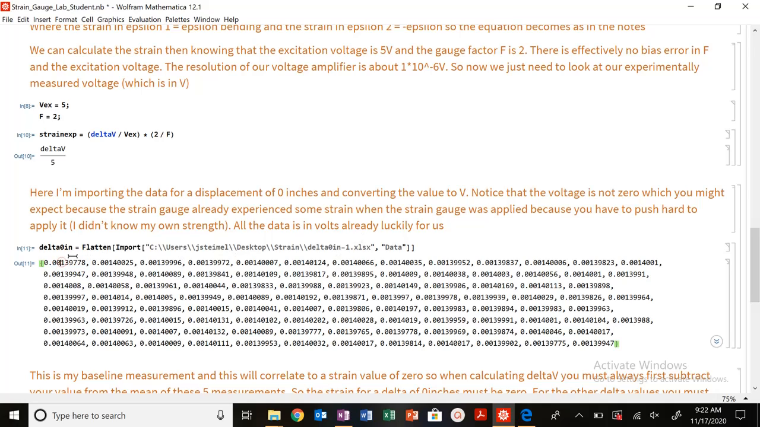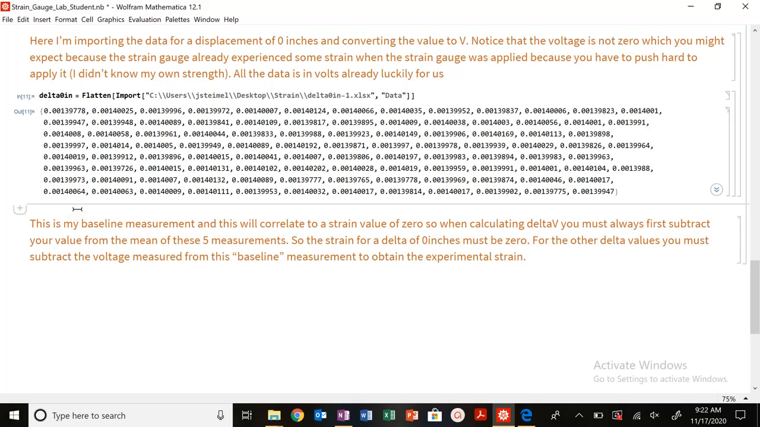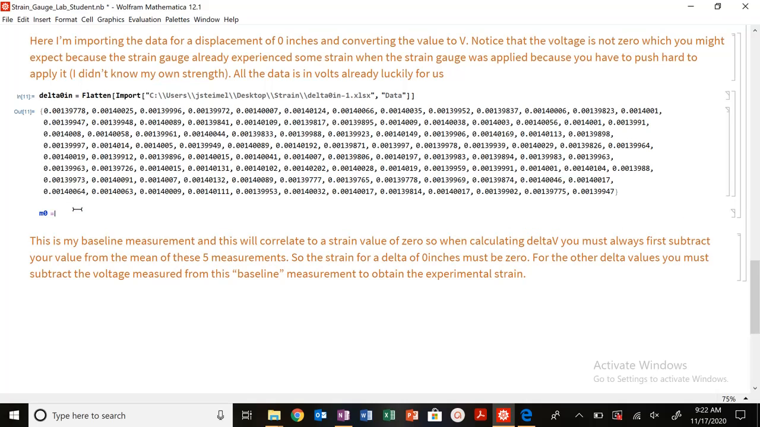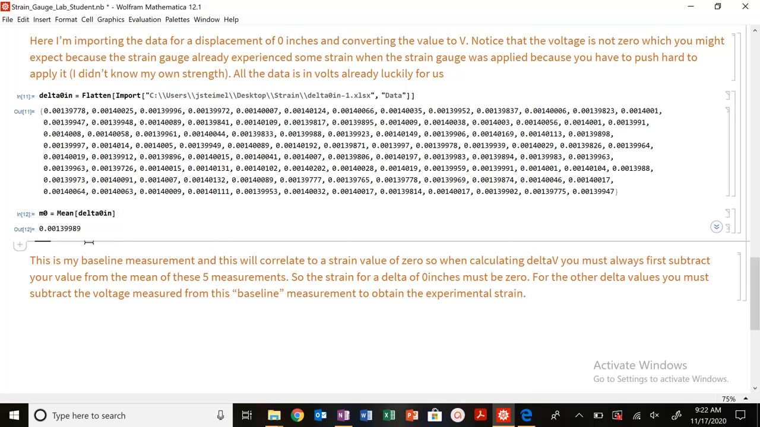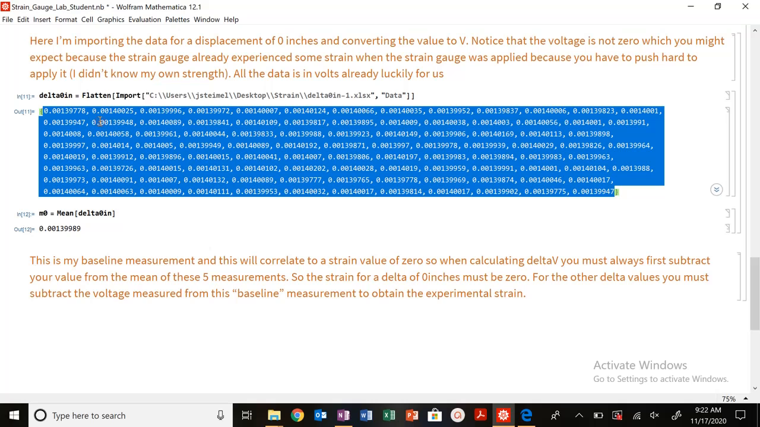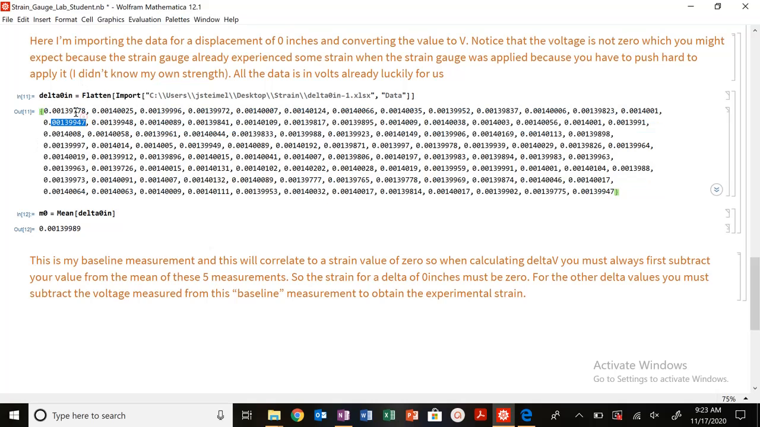So we are going to have to take the change, this delta V, the change in the output voltage. So this is the output voltage of a strain of 0. So a strain of 0 must have a delta V, a change in output voltage of 0. So we're going to have to subtract this baseline measurement. For example, I'm going to take my mean of 0, which is the mean of delta 0 inches right here. So that's the mean value right here. And again, you do the same exact procedures as before. So 5 experiments. Take the mean of each data set, and then do the standard deviation of those measurements.